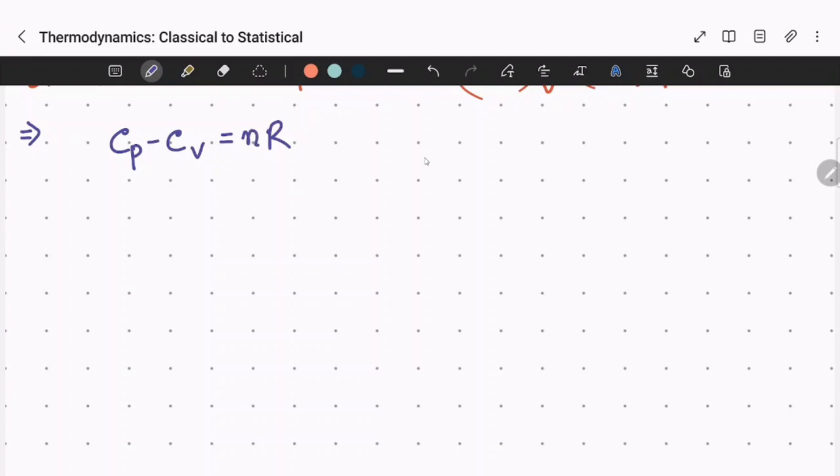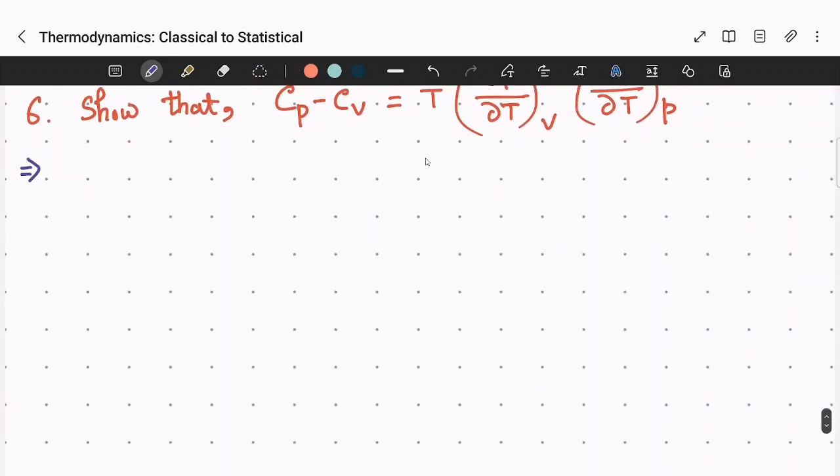In general, there was a relation, right? That was derived in class. We can derive it here again. What is the Cp minus Cv? This Cp minus Cv relation is very important. Do you remember that, or should I derive? You can go with the derivation. Okay, let me derive it.